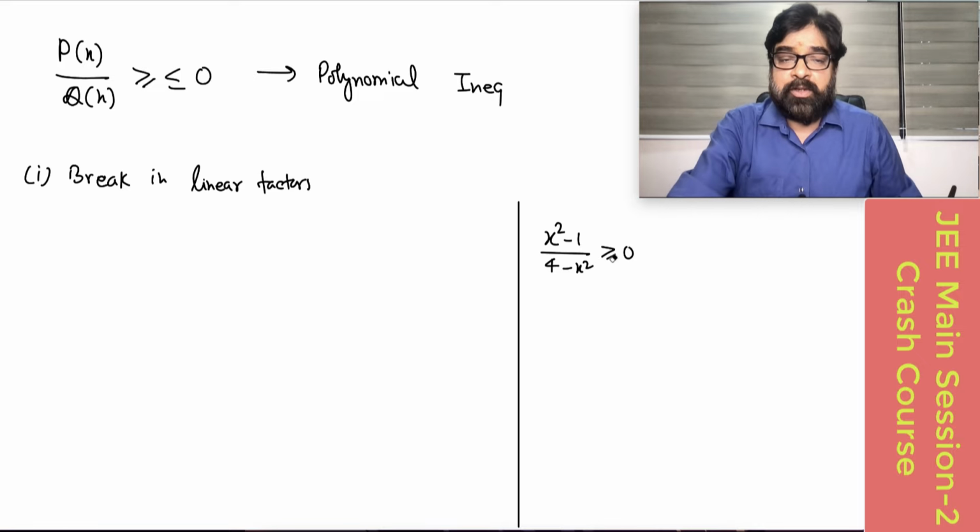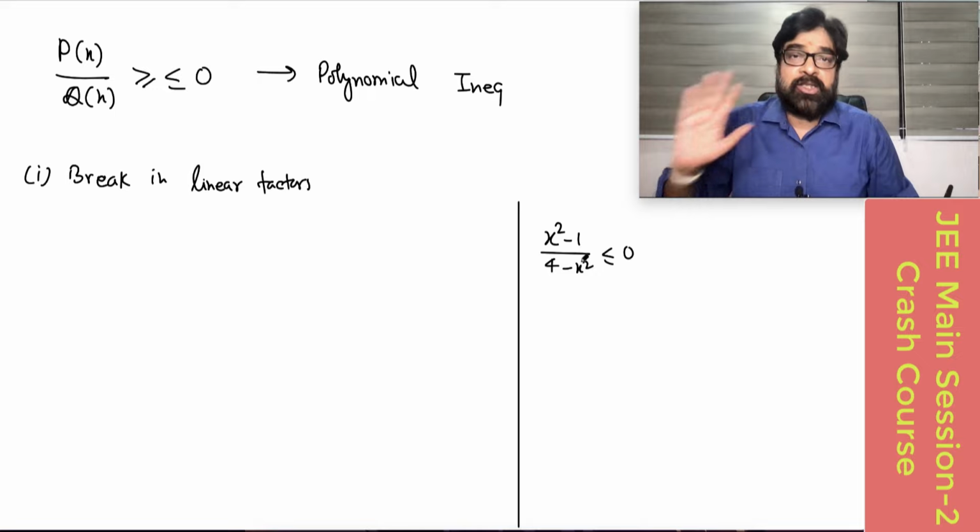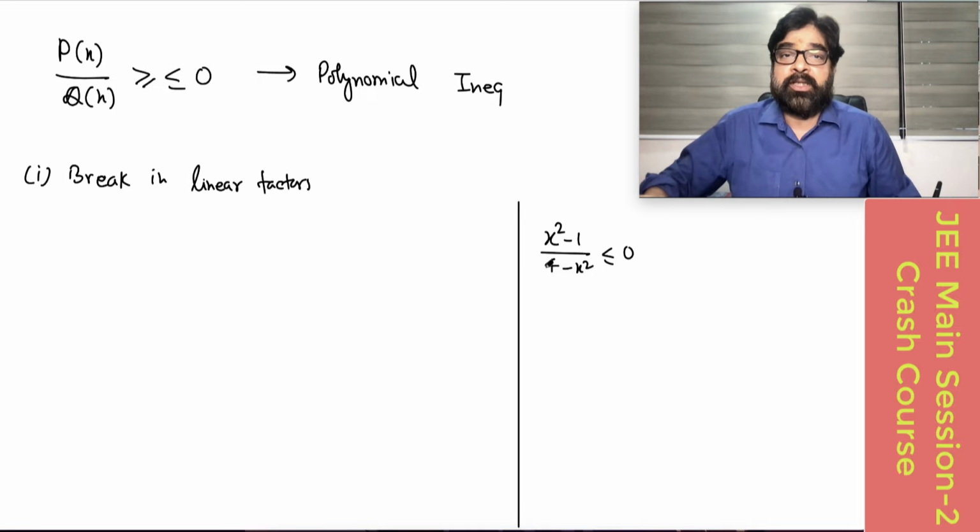Are less than equal to 0. Let's take it less than equal to 0. I have to find out x from this. You have to find x so that this whole quantity should be either negative or 0. This is the target.